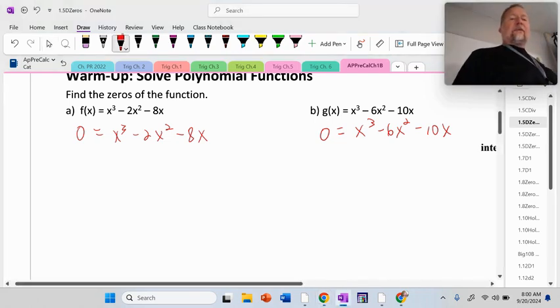Okay. First one is not hard. Again, we got a GCF, and then what multiplies to -8 and adds to -2? What are those two answers?